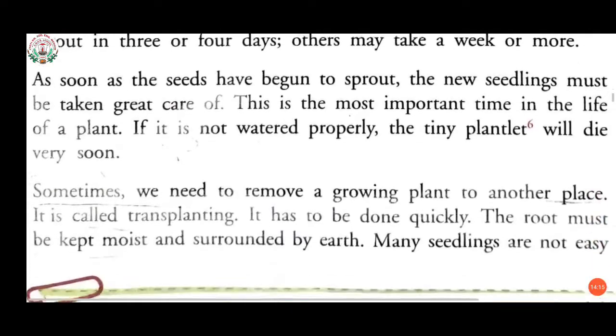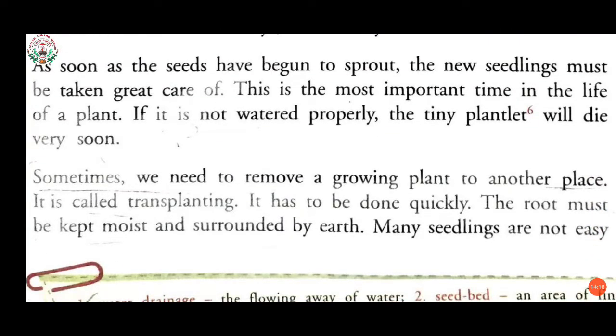Now see the next paragraph. Sometimes we need to remove a growing plant to another place. It is called transplanting. In this paragraph, we will learn what transplanting is. What is transplanting? When we remove a growing plant to another place, it is called transplanting. It has to be done quickly. The roots must be kept moist and surrounded by earth.